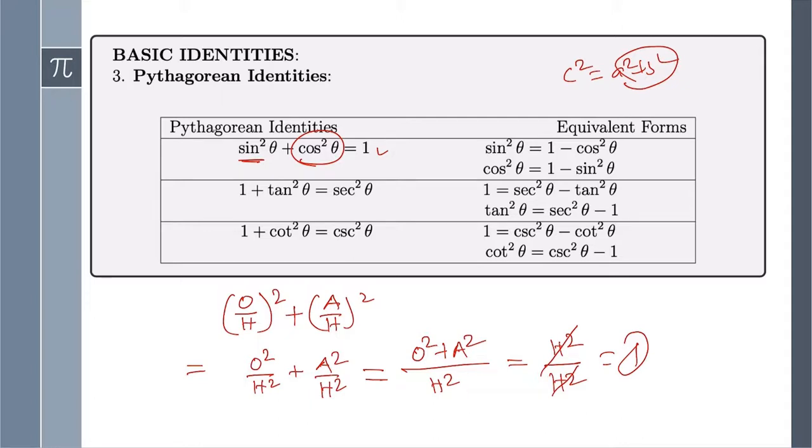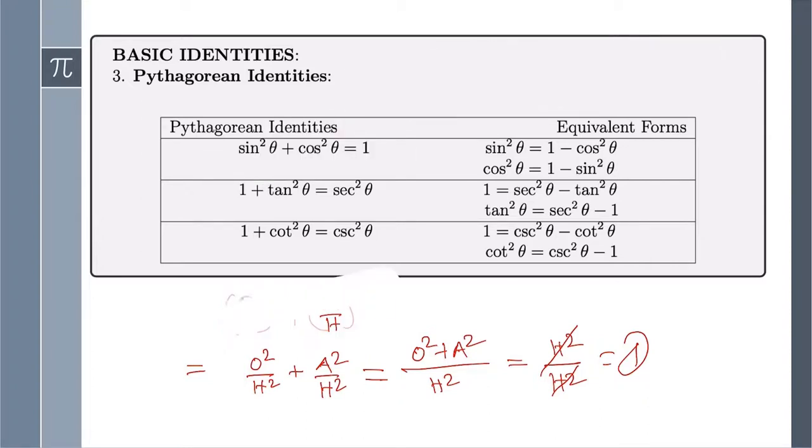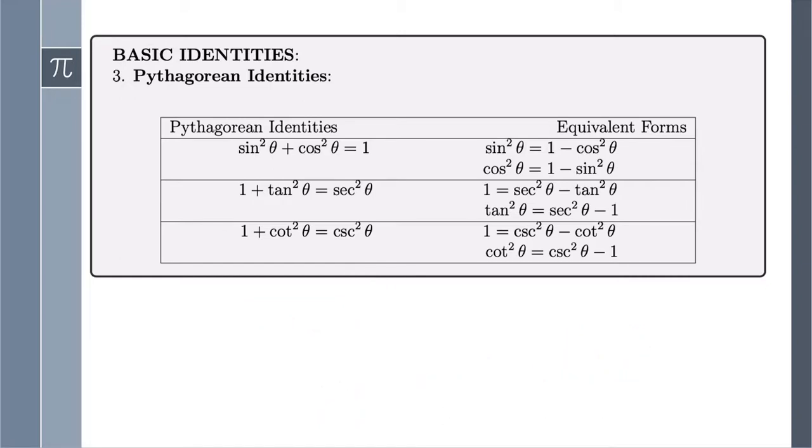So always, if I have sine squared of 30 degrees and cosine squared of 30 degrees, then I can write 1. So this is always true. Now with that identity, we have two more equivalent forms. Okay, this is very important. You just have to remember this one, and from here you can find these two other identities.